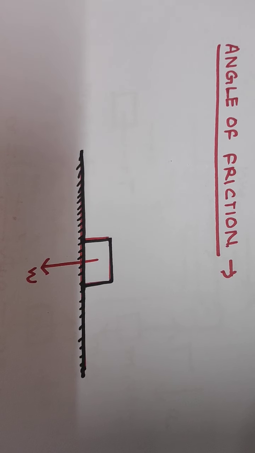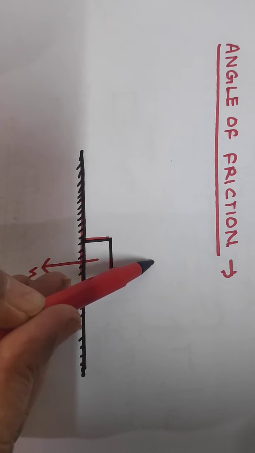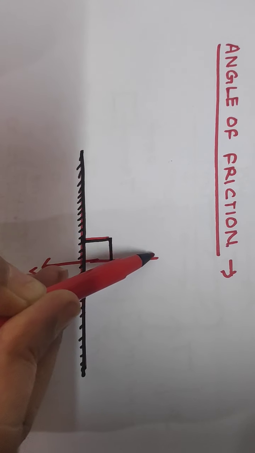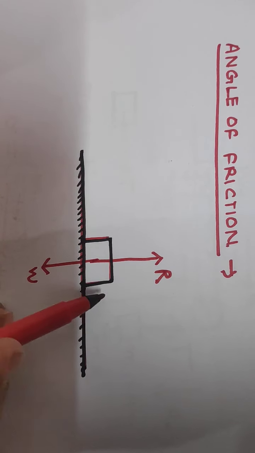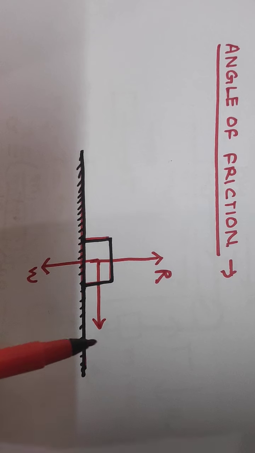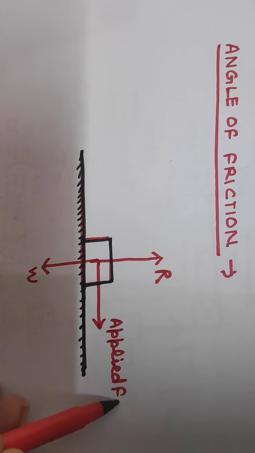Okay, angle of friction. Now we have to define it, and we have to find out its relation with the coefficient of friction. So you see, this is an object, and the weight of the object acts in the downward direction. Now the reaction, when the weight of the object is this, will be in this direction. Now a force is applied in this direction, we are applying some force on it. So we can write here, this is the applied force.